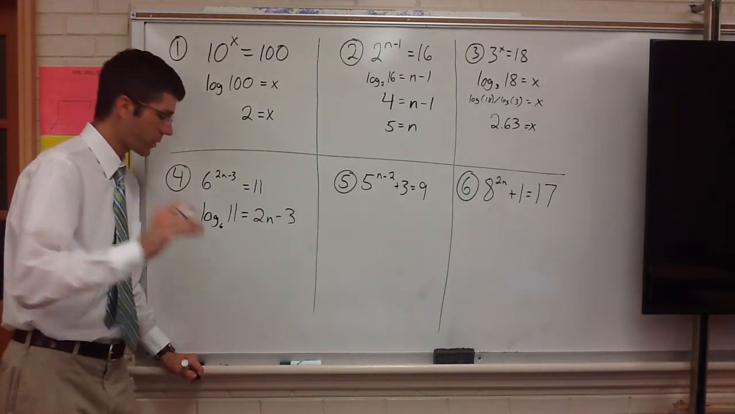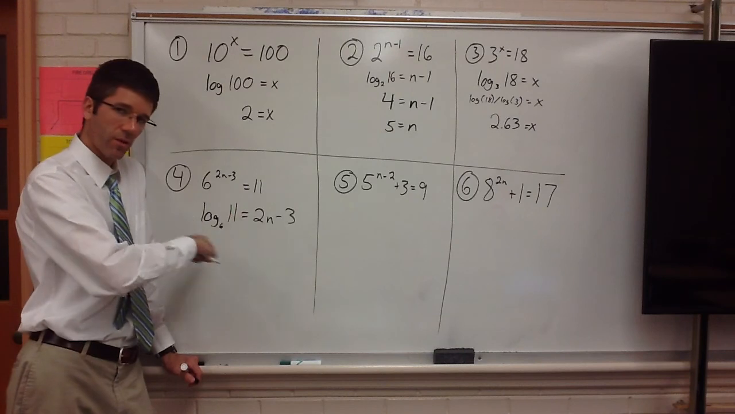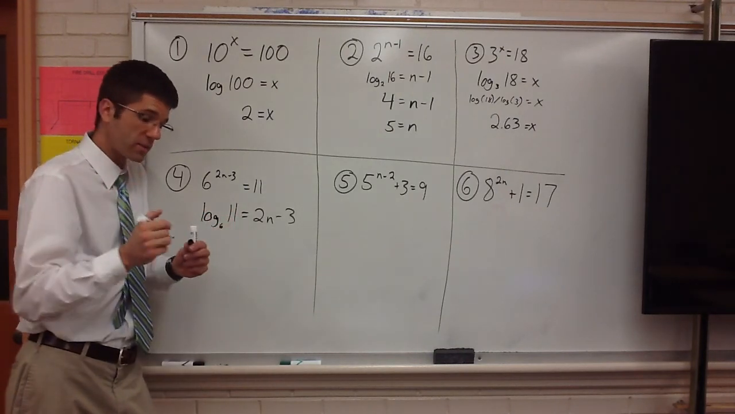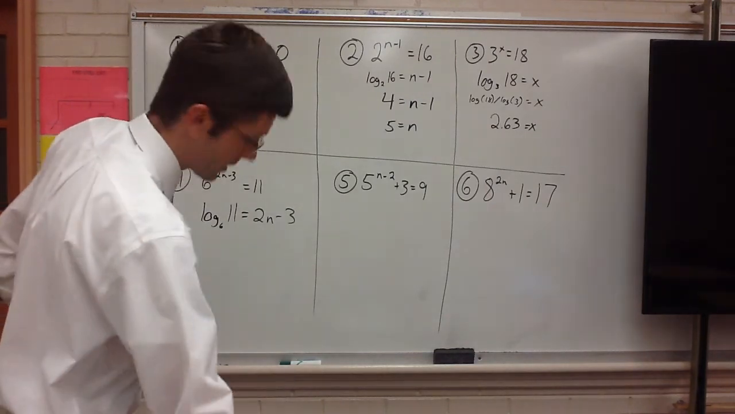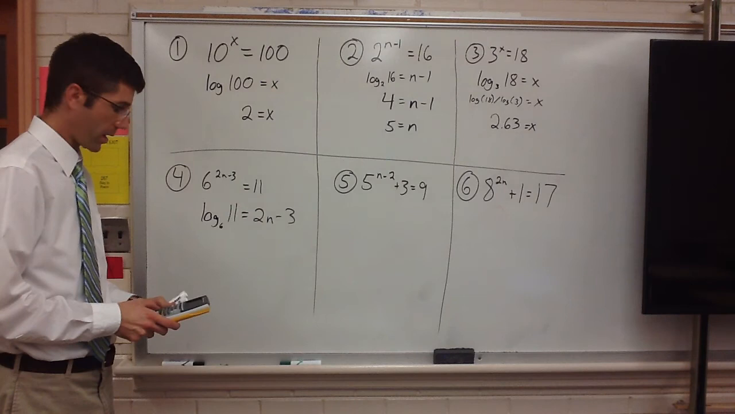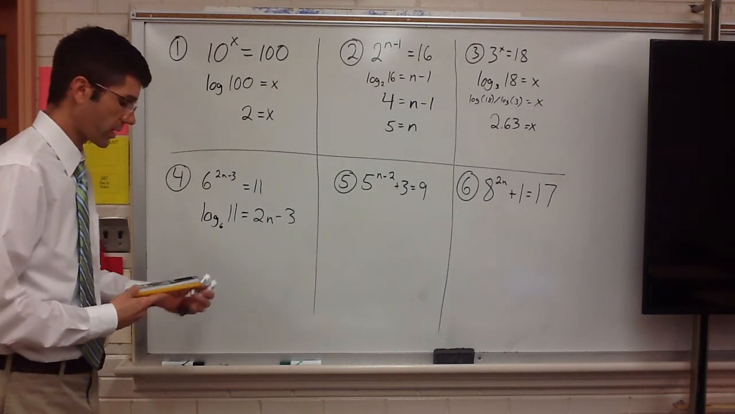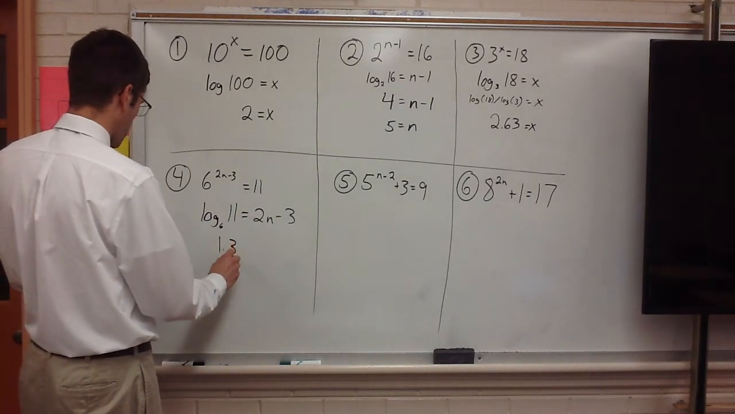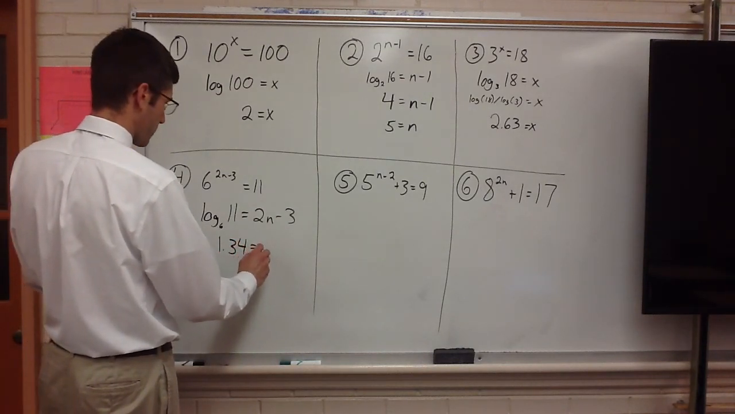Before we go any further, we need to figure out what this is. So we grab our calculator and we type this in using the change of base formula that you just learned recently. So log of 11 divided by the log of 6. That's the way calculators do it. We get 1.34 when we round to two decimal places.